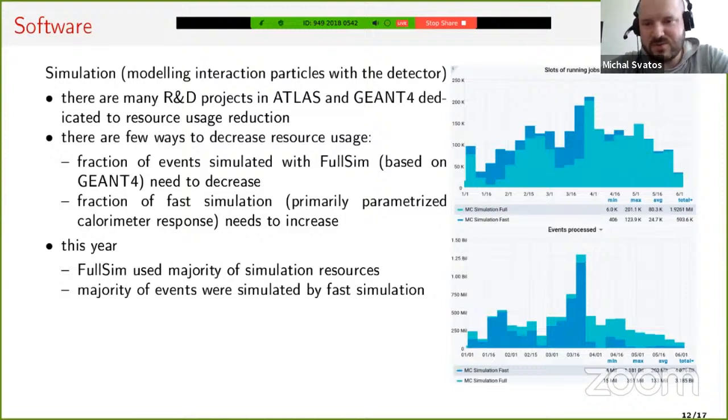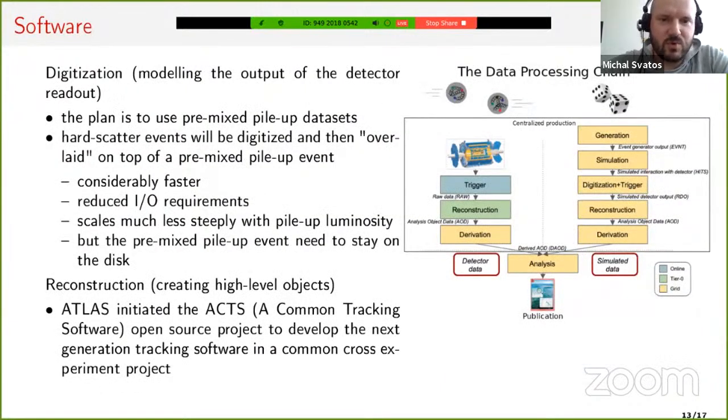On the right, you see that most of the CPU usage is for full simulation, but as far as events processed, most of them come from fast simulation because it is just so much faster. So the ratio between full simulation and fast simulation needs to change, and we need to use more fast simulation.